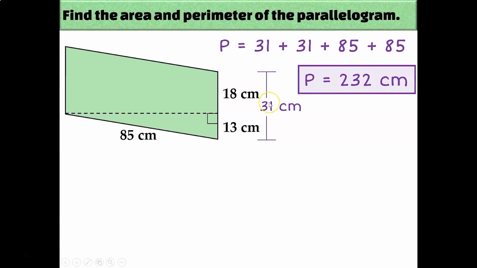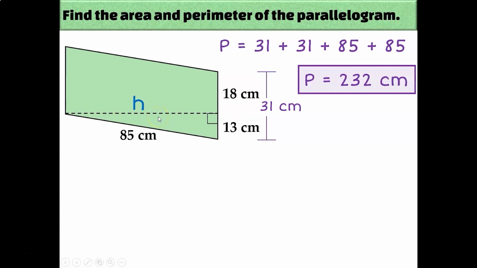So this 31 centimeters side is the base, even though that's not what it's sitting on. And again, I know that feels weird because you think that the base should be the side that it sits on, like the base should be 85, but it's not. The base is the side that is perpendicular to the height. So I need to figure out how long this dotted line is, because that's my height.